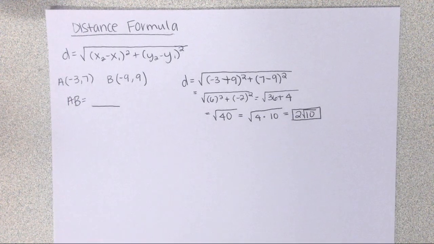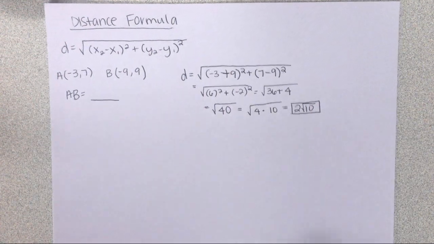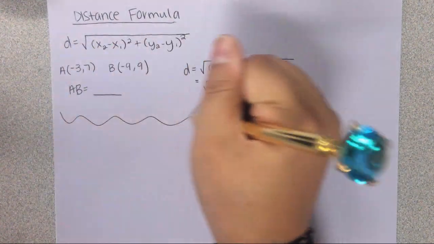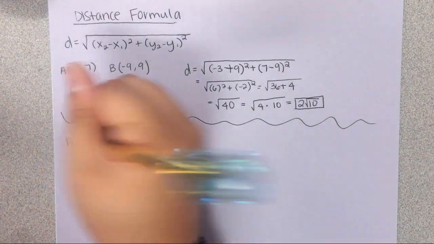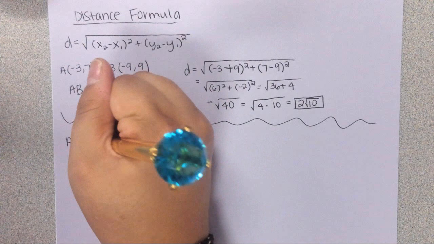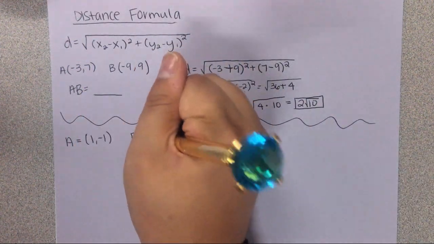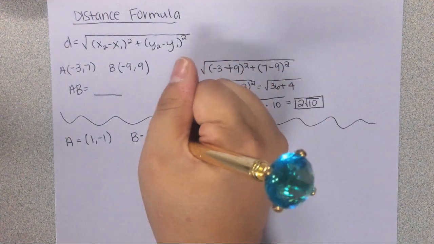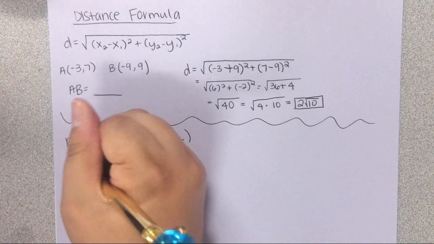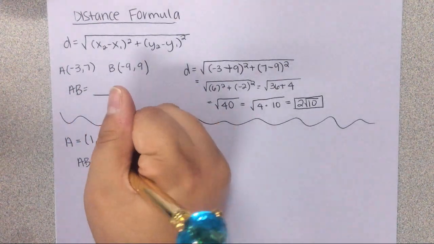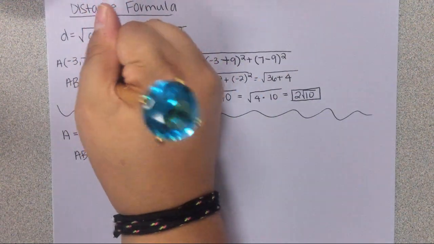Okay, today I'm going to take it a step further. I would like you to write down this one as example 4. What if I tell you A equals 1, -1, and B is at the point 4 blank. But I tell you AB equals 5. Oh, by the way, that's 2 squared, so 10.